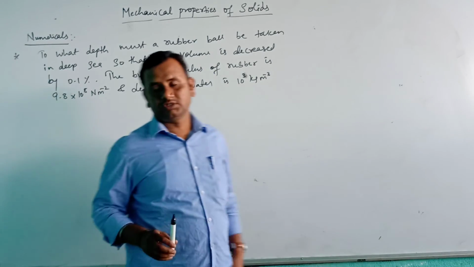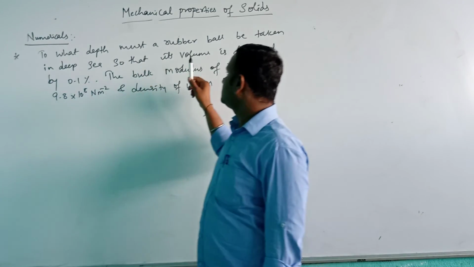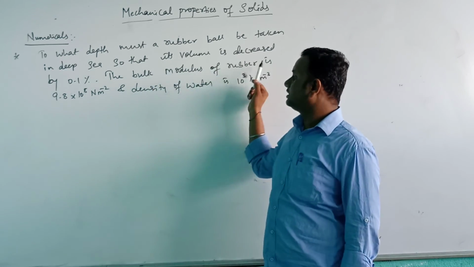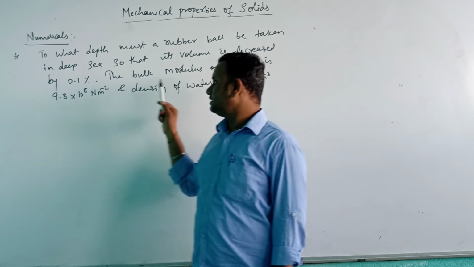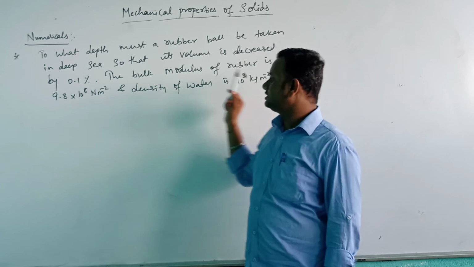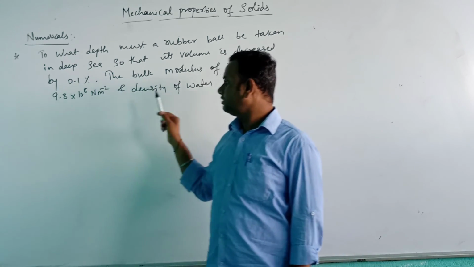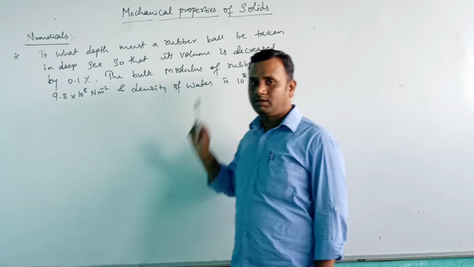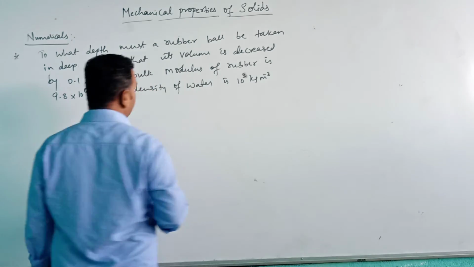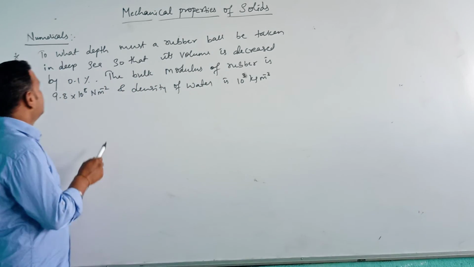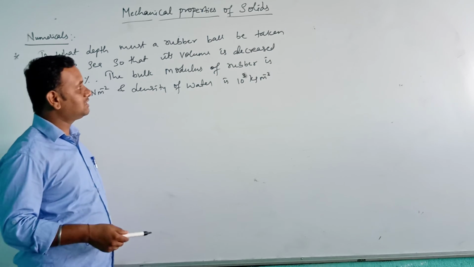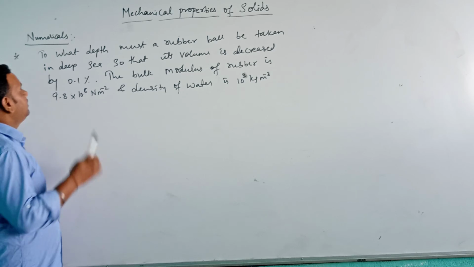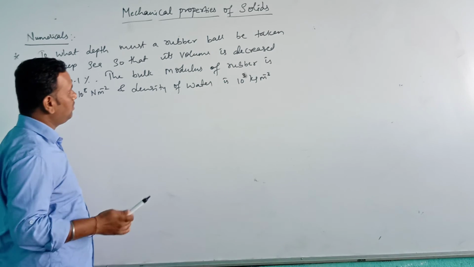So the next question is, to what depth must a rubber ball be taken in deep sea so that its volume is decreased by 0.1%? The bulk modulus of the rubber is 9.8 into 10 to the power of 8 Newton per meter square, and the density of the water is 10 to the power of 3 kg per cubic meter. So this question, you people will try this one, and in the next class I am going to solve this question. I just give you the hint of this question, how to solve.